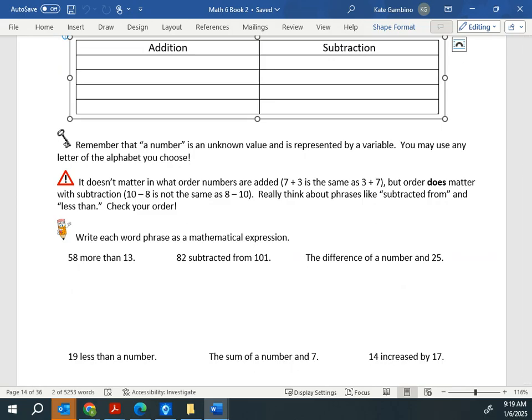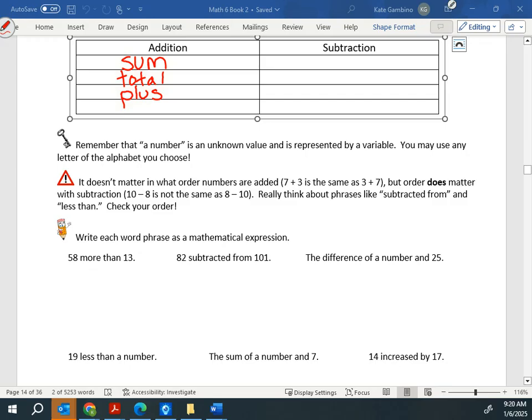Can anybody think of a word that tells us we need to add, that we need to do addition? Jace. The sum. If you need to find the sum of something, you are adding those numbers together. What's another word that means addition? Leah? The total. To find the total, we are adding everything together. What's another one? Emma? Plus. If we see plus, we know we need to add them together.